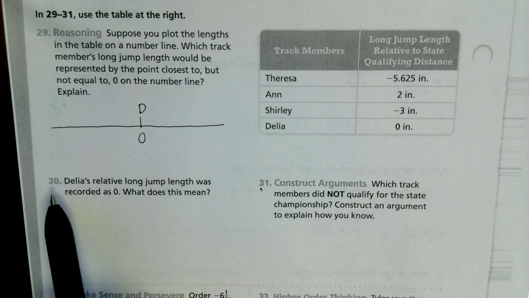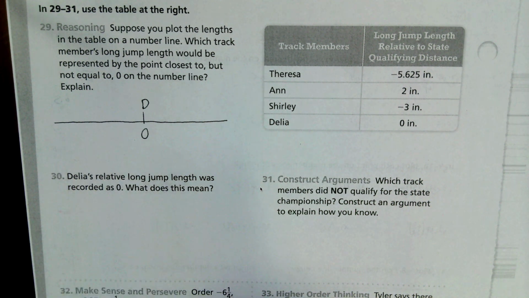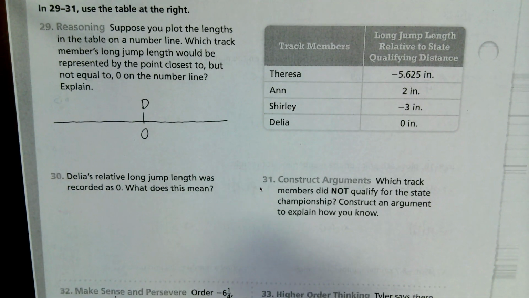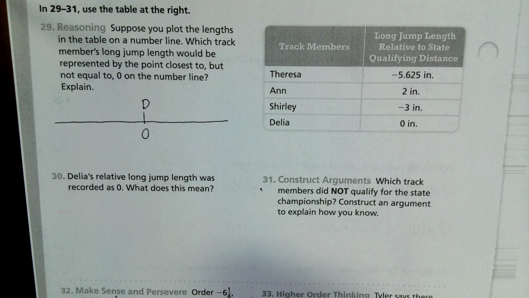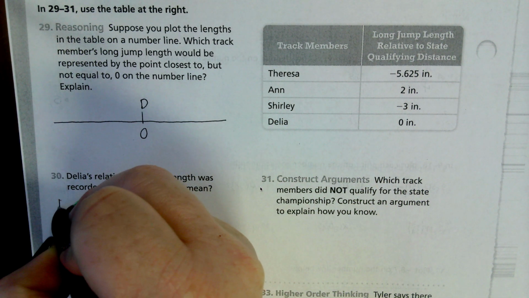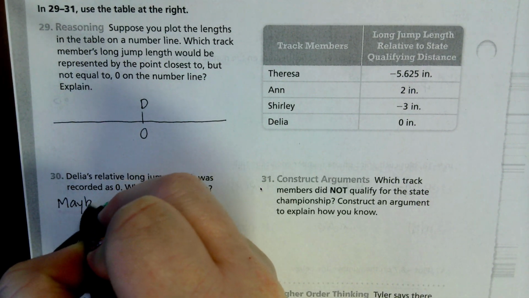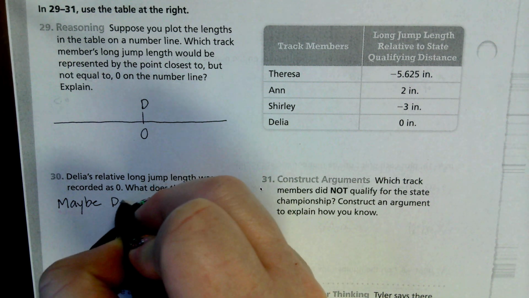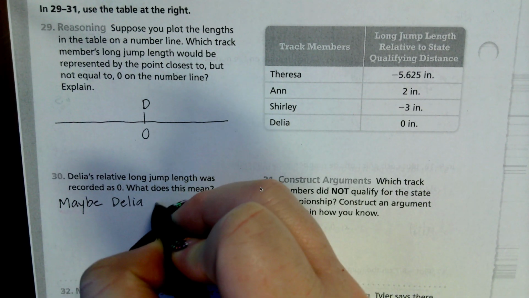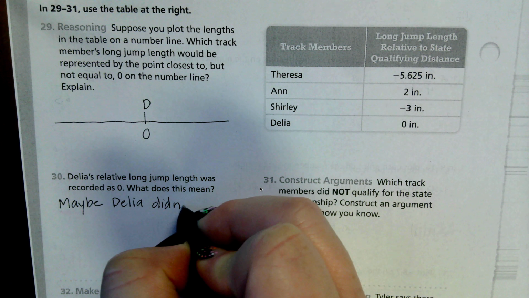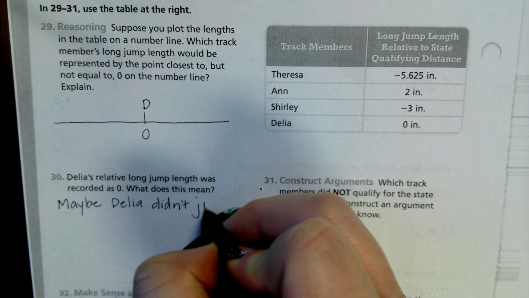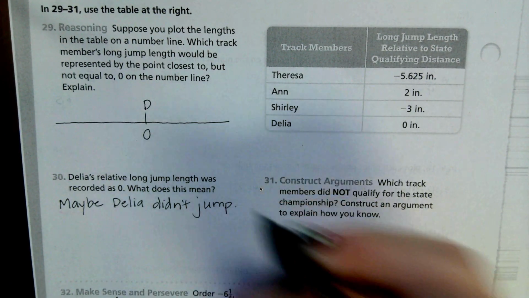why. Number 30, though, Delia's relative long jump length was recorded as 0. What does that mean? There's some possibilities. What do you think, Gabe? I'm going to say maybe Delia didn't jump. Maybe she didn't jump.